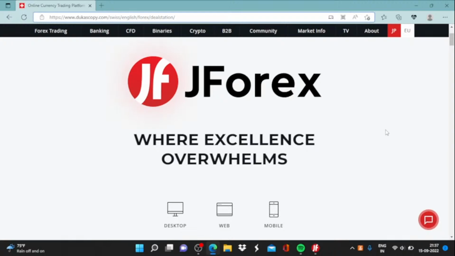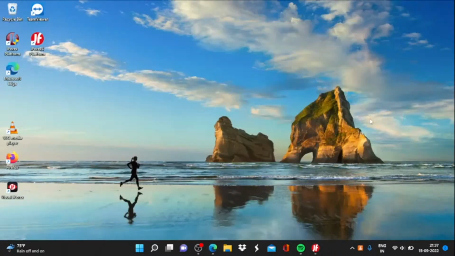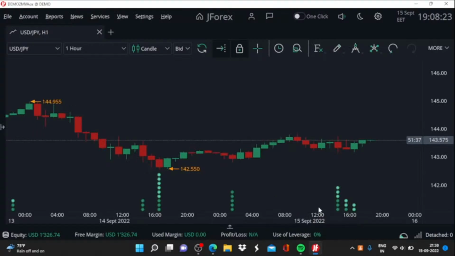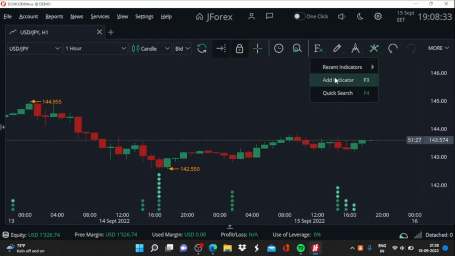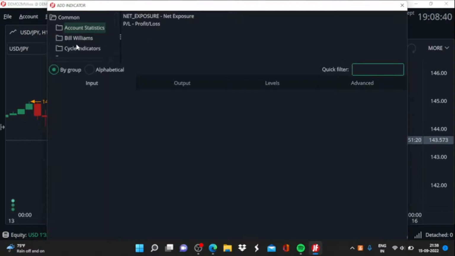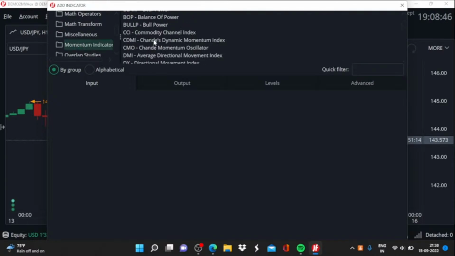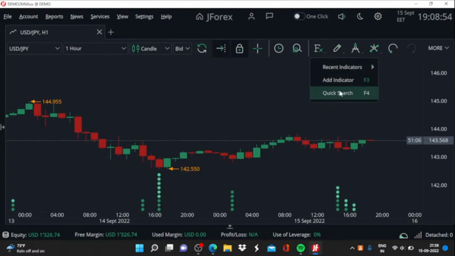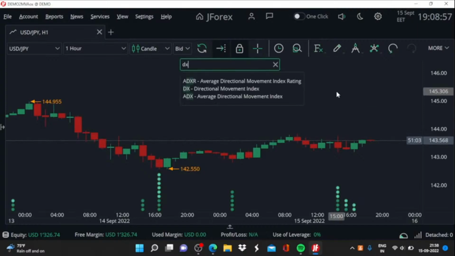Now coming back to the indicator, let us head to the JForex 4 platform, the newly released trading platform from Dukascopy Bank SA. Here you will find these indicators listed amongst the momentum indicators. So all you have to do is go to this momentum indicator list and there it will appear, or else you can simply do a quick search. That is a more efficient way of locating this indicator. So here it is, directional movement index DX, or simply type in DX and it will appear.